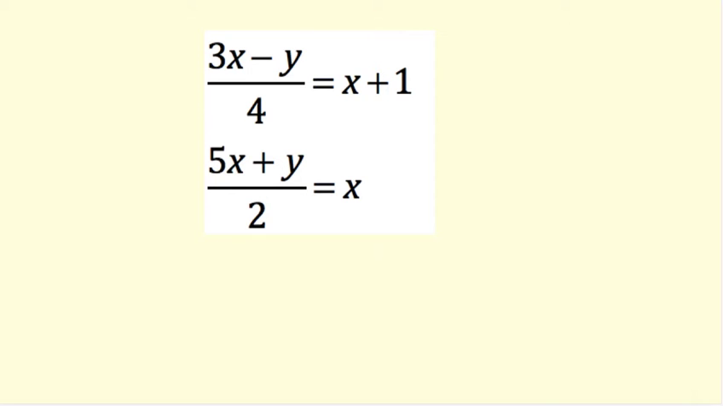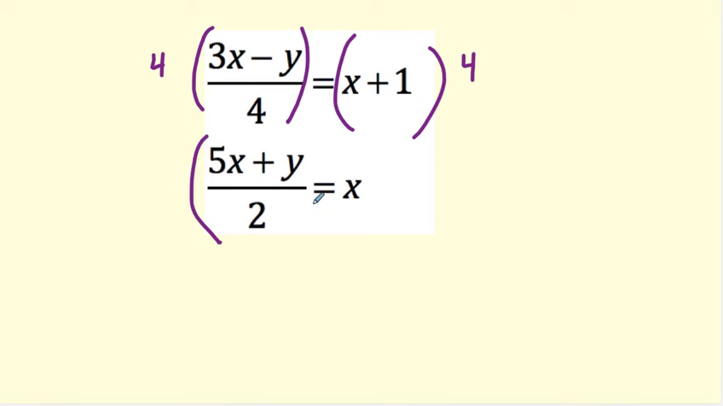So we have an easy way, we have a hard way. The easy way is to do what we've been talking about in class, clear the fractions. So how am I going to do that? Well, if we want to clear the fractions, we multiply by the lowest common denominator to both sides of the equation. So I'm going to multiply both sides of the equation by 4. The bottom equation, the LCD is 2. I'm going to multiply both sides of the equation by 2.